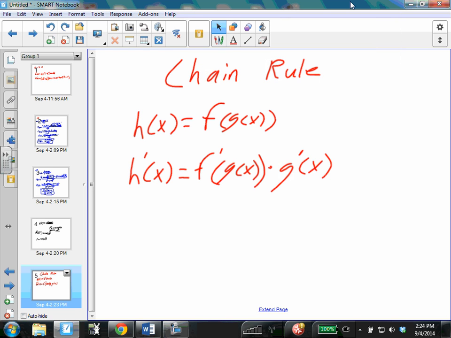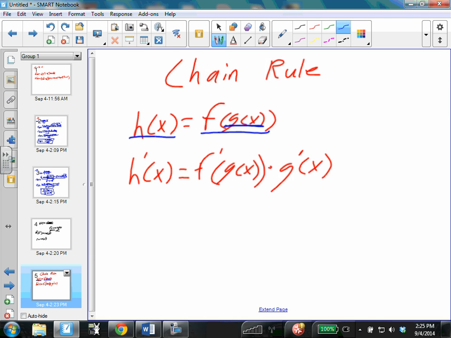All right, so what I have on the board right now is the chain rule, and you can see that the way it's set up in this original function is h of x is equal to f of g of x. And what that means is that you have a function inside of another function. That's when we want to use the chain rule. So in this case, we have the function g of x inside of the function f of x.